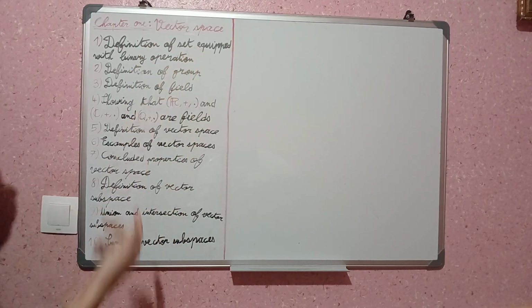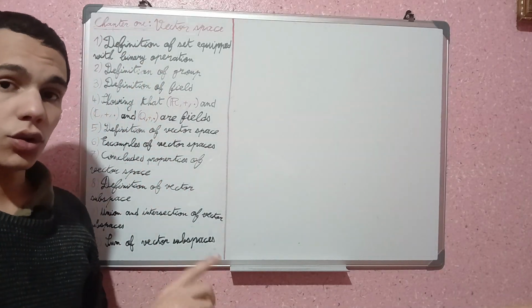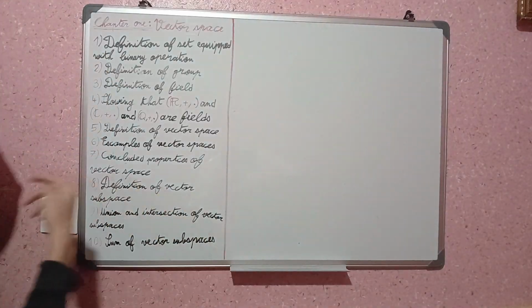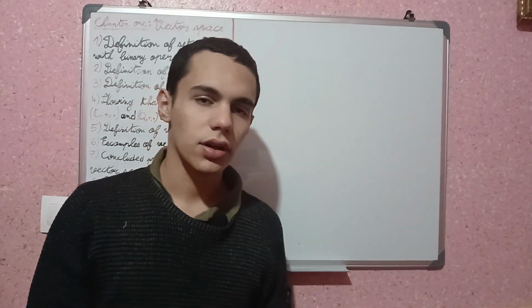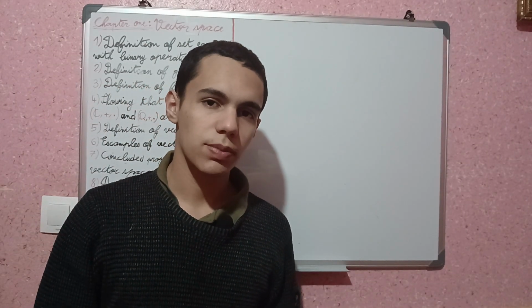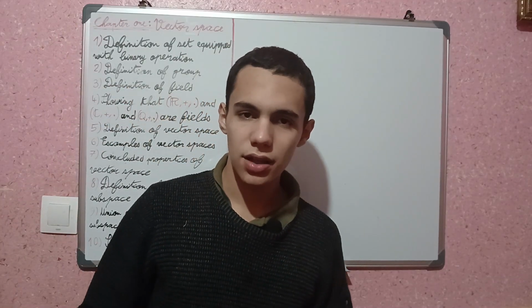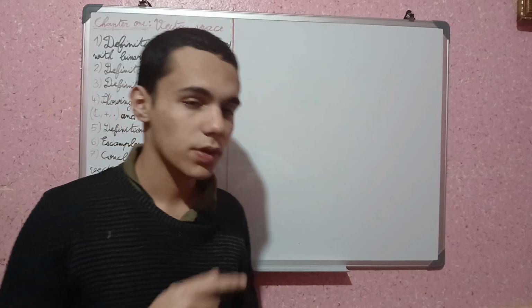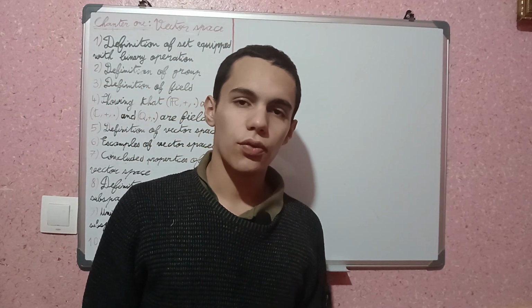The first thing is a set equipped with a binary operation, and then we have the definition of a group, then the definition of fields, then some examples about fields. The second video will be about these three, which will cover vectors, the definition of a vector space, and also examples of vector spaces. There are many, endless, and at the end we conclude some properties of vector spaces.